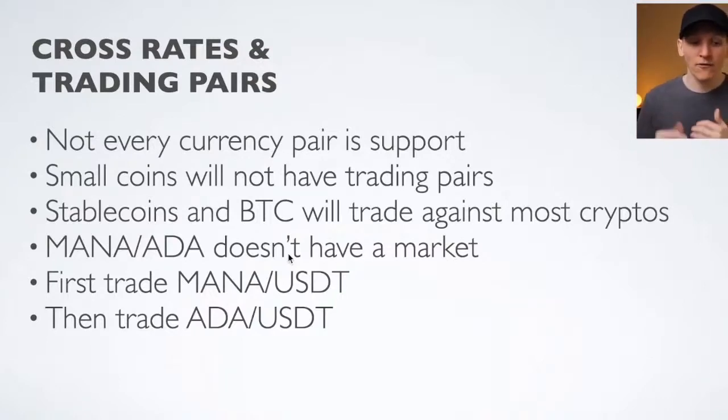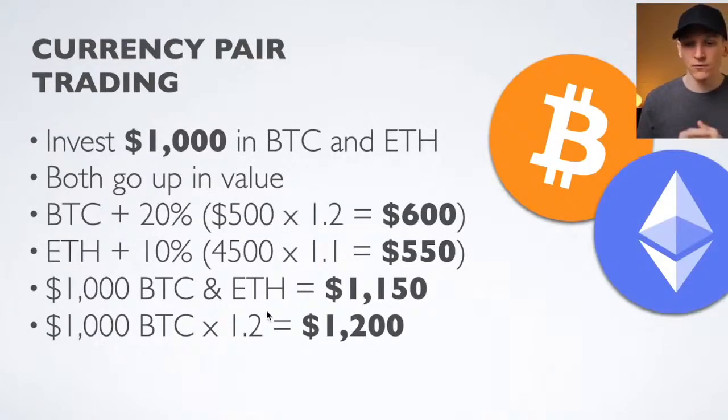You're going to have to first trade Mana into US dollar tether and then trade ADA against US dollar tether. So you have to use a third currency to actually trade that. This is sometimes known as a cross trade, where you use a third large currency to trade two smaller currencies that don't have a direct exchange. This is why stablecoins and US dollar tether in particular are so important. They really do help liquidity in cryptocurrencies.